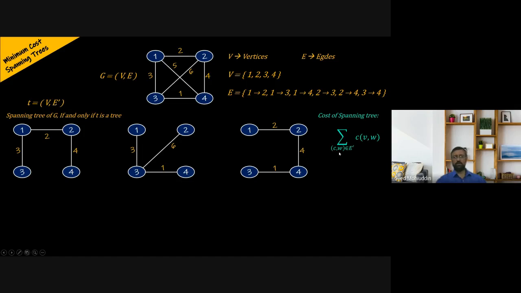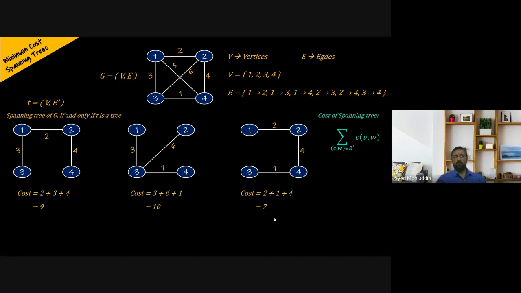So if this is an edge, sorry, it should not be C, it's actually V comma W over here. So the summation of cost of V comma W is the cost of the spanning tree, where V comma W belongs to E dash, not E. E dash is nothing but the set of edges. So in this case, we have 3 plus 2 plus 4, which is 9. The second spanning tree has 3 plus 6 plus 1, which is 10. And the fourth spanning tree has 2 plus 1 plus 4, which is 7. So the cost of the spanning tree is the sum of the cost of its edges.